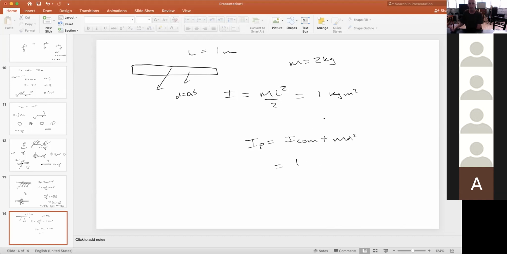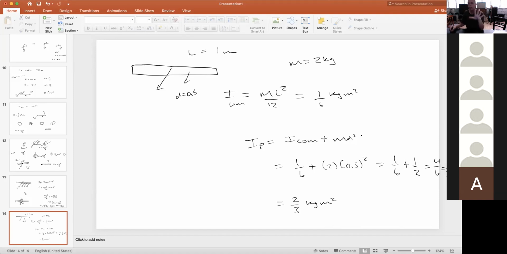This would be 1 from here, because this is actually the center of mass. I'm sorry, that's over 12. So this is 1/6, plus 2 times 0.5 squared, which is a half times a half. So this is a half. You get 1/6 plus 1/2, which is 4/6, which is 2/3. Okay, so 2/3. The answer would be 2/3 kilograms meters squared.